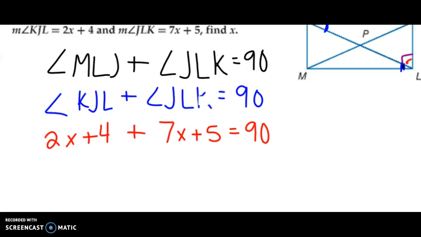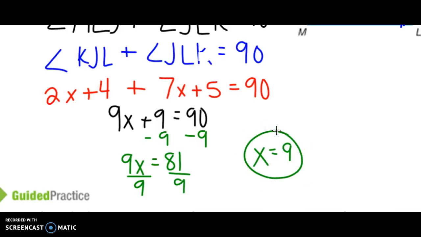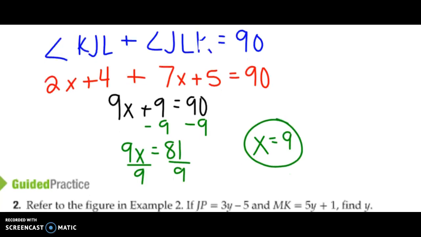Now it's just a straight algebra problem. I combine my like terms. 2x and 7x is 9x. 4 and 5 is 9. That's going to equal 90. Now I just solve it. Subtract 9, and I get 9x equals 81. Divide by 9, divide by 9, x equals 9. And that's what they wanted us to find. Now we could also find the value of the angles, and all we would have to do is plug 9 in to them right there.